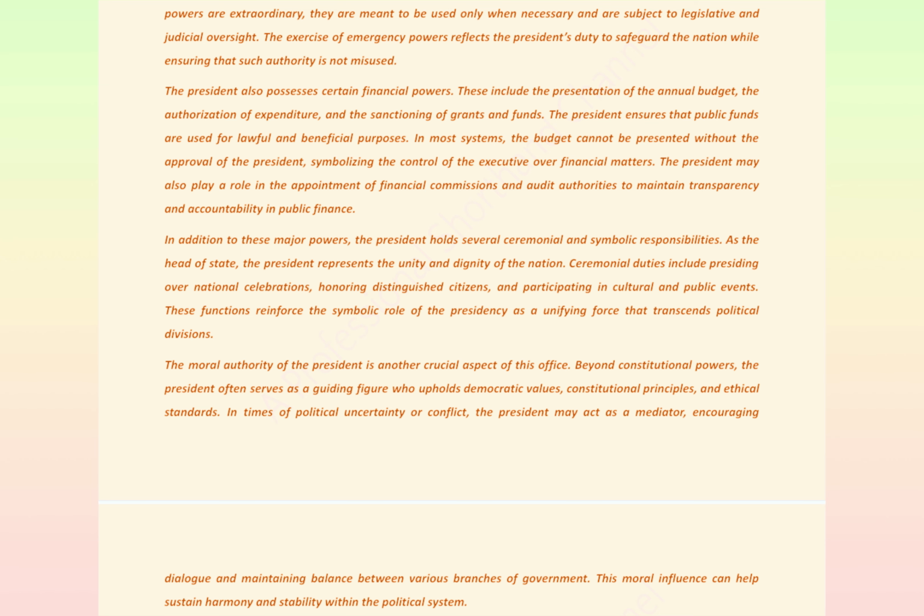The moral authority of the President is another crucial aspect of this office. Beyond constitutional powers, the President often serves as a guiding figure who upholds democratic values, constitutional principles, and ethical standards. In times of political uncertainty or conflict, the President may act as a mediator, encouraging dialogue and maintaining balance between various branches of government. This moral influence can help sustain harmony and stability within the political system.